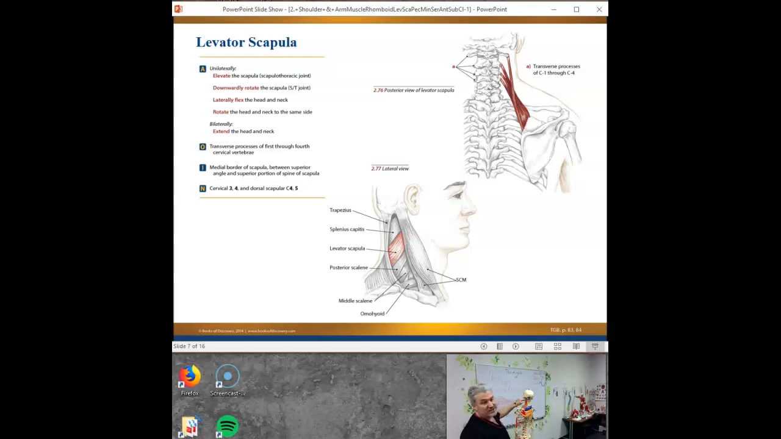Levator scapula goes and hooks into the side of the neck. And it hooks into things that are called transverse processes. These are vertebrae. The spinous processes were these things that stick out your back. You feel them when you massage people, or you're not supposed to feel them, but you can easily feel them. Transverse processes, like the transverse plane that we learned about, go out the side. So if I were a vertebrae, this would be my spinous process and these would be my transverse processes. They go off the side.